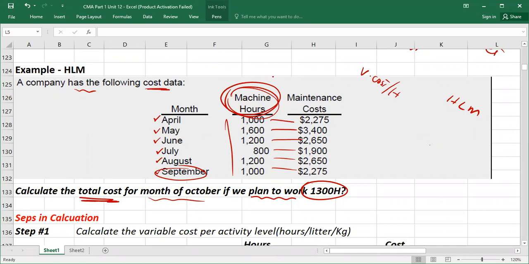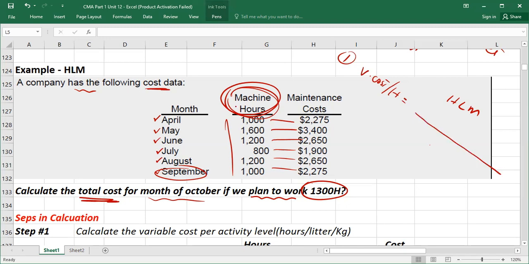Understood? If data is given in kgs, we can use variable cost per kg. So this is the first step. We are going to calculate variable cost per hour, and then we will calculate fixed cost. So variable cost per hour, how will you calculate, guys? This is the formula you have to memorize.